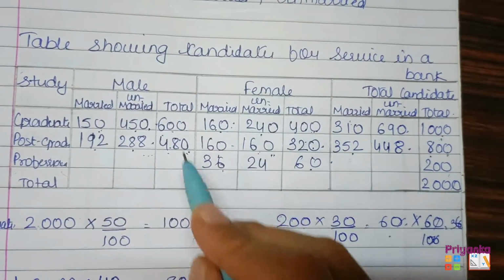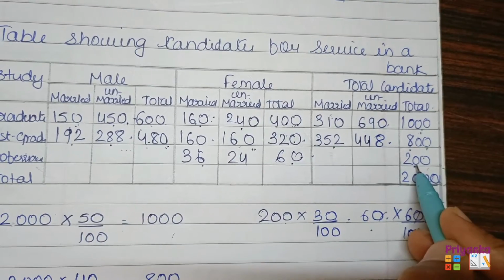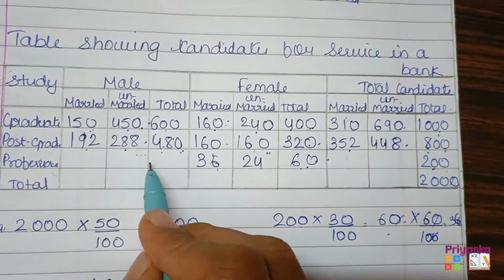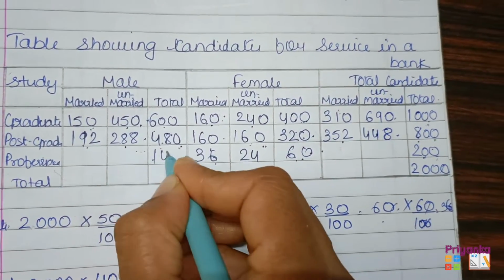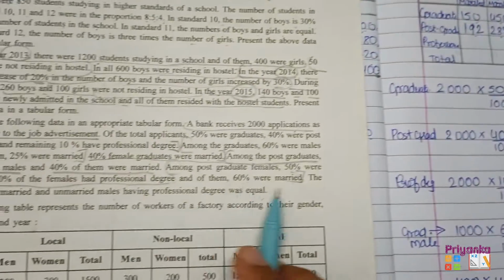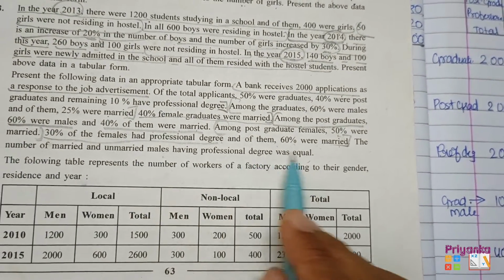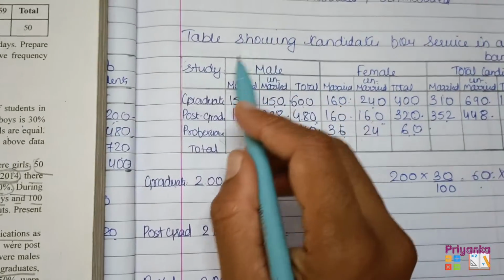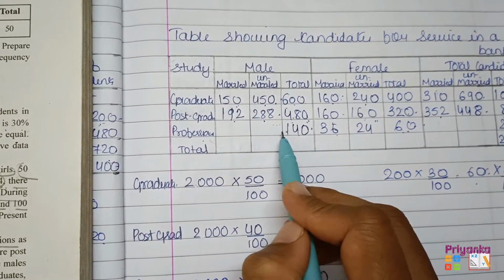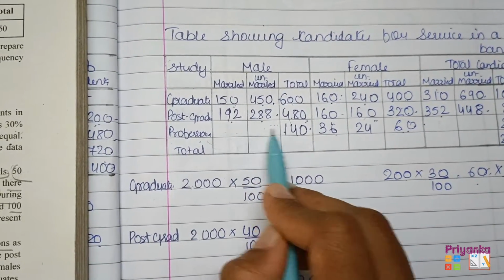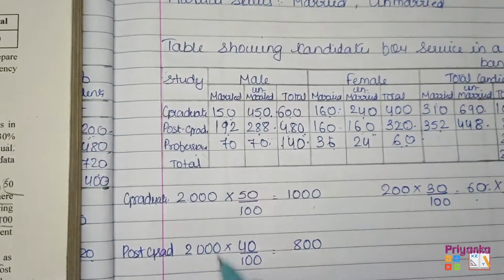So here we have the total number of female and the total number of candidates. Subtracting the number of female from the total candidates will give the total number of male. So 200 minus 60 gives 140. As per the information in the last line, the number of married and unmarried male in the professional degree are equal. So just divide by 2 and you will get the equal proportion. So it would be 70 and 70.